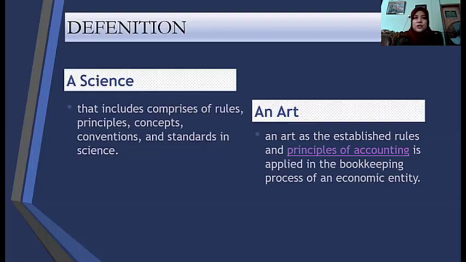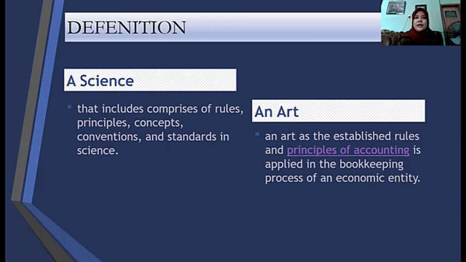When we talk about the definition, we can divide accounting into two things. The first is science, and the second is an art. Why do we call accounting a science? Because accounting comprises rules, principles, concepts, conventions, and standards. Why do we call it an art? Because the established rules and principles of accounting are applied in the bookkeeping process and economic entity.